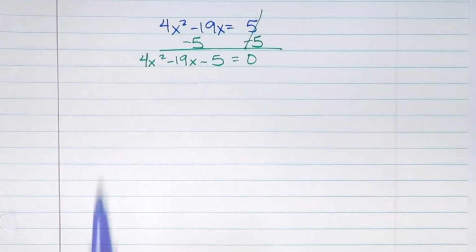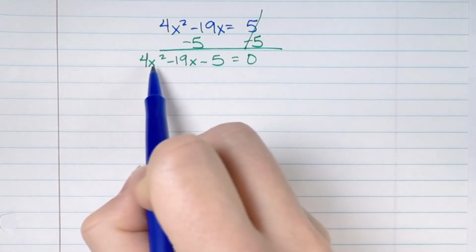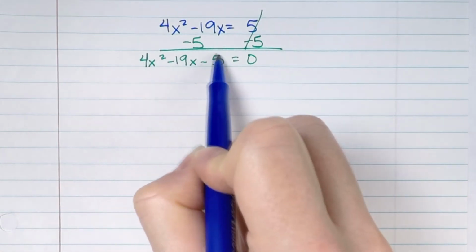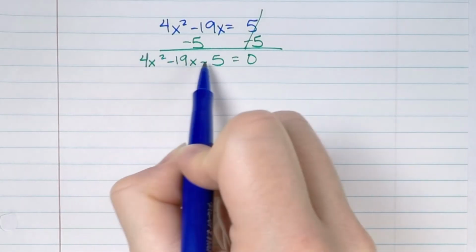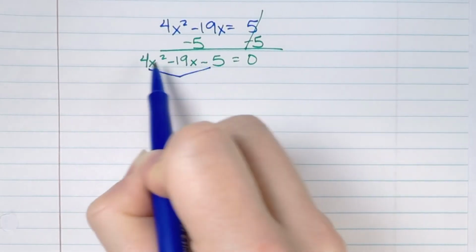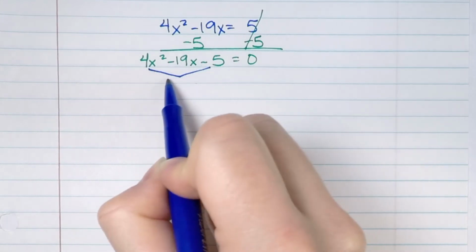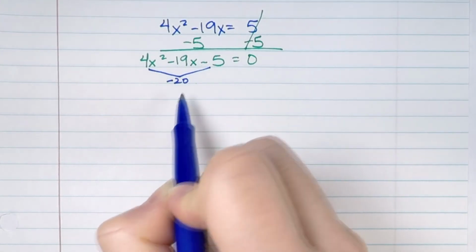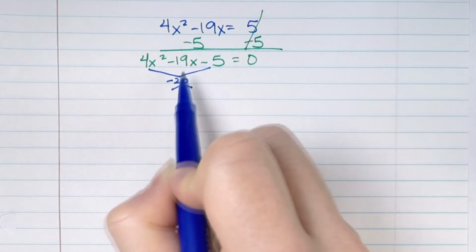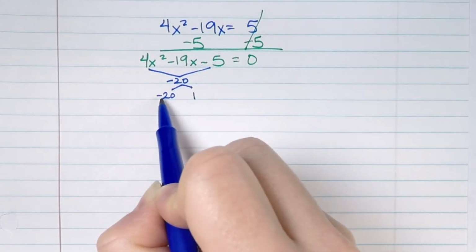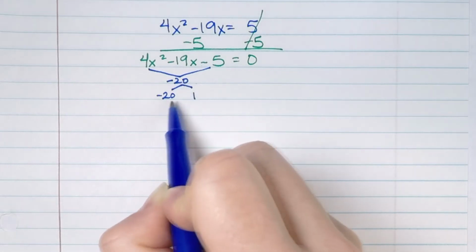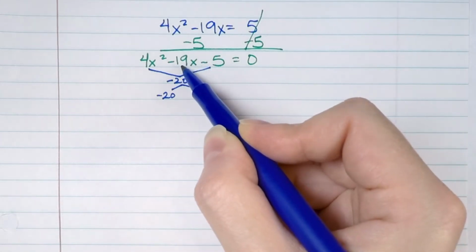To factor this, my leading coefficient is not 1, so I'm going to use the bottoms up method. So before I just looked at numbers that multiply to the last that add to the middle. This time, since my leading coefficient is not 1, I'm going to multiply that last number by the first. So first times last, 4 times negative 5 gives you negative 20. And I'm going to find numbers that multiply to this that add up to the middle. So the numbers I'm going to use are negative 20 and positive 1. These multiply to negative 20, and if I add them up, they give me the middle number, negative 19.